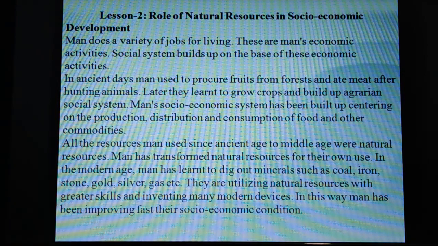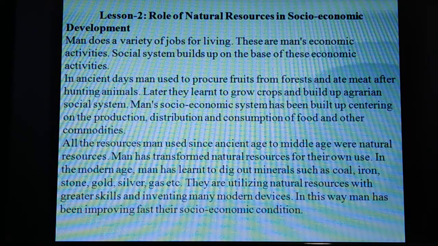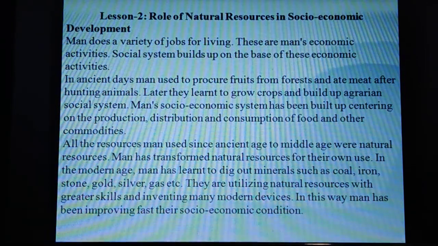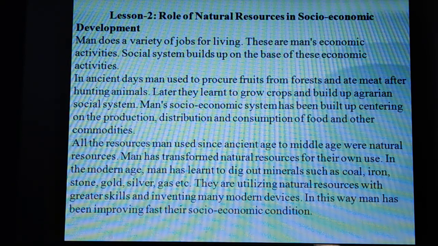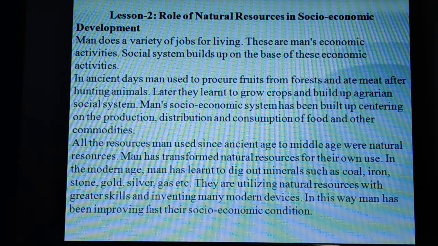These are man's economic activities. Social system builds up on the basis of these economic activities. In ancient time, men used to procure fruits from forest and ate meat after hunting animals. Later, they learned to grow crops and build an agrarian social system. Man's socio-economic system has been built up centering on the production, distribution, and consumption of food and other commodities.